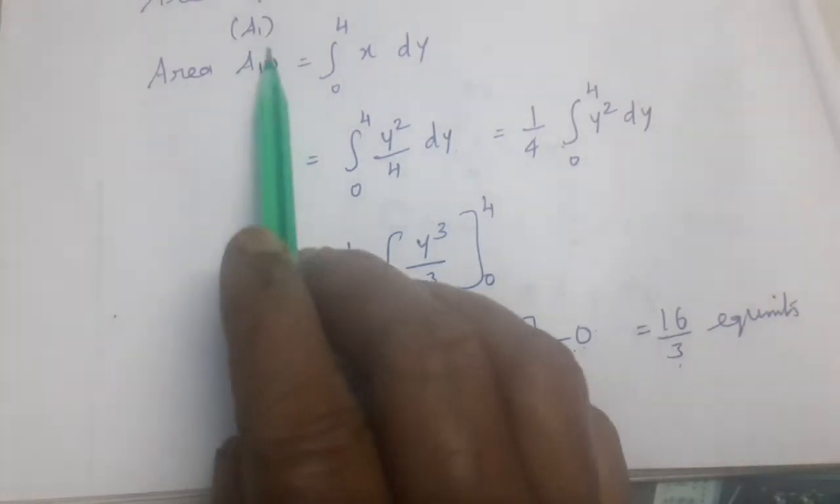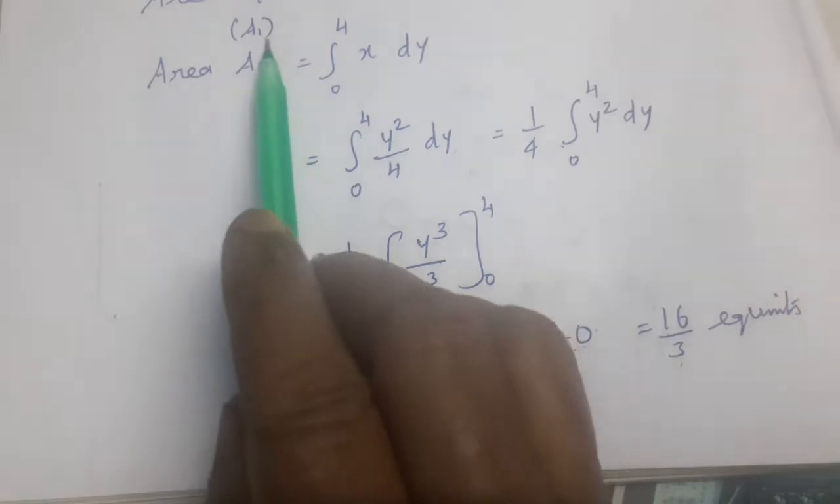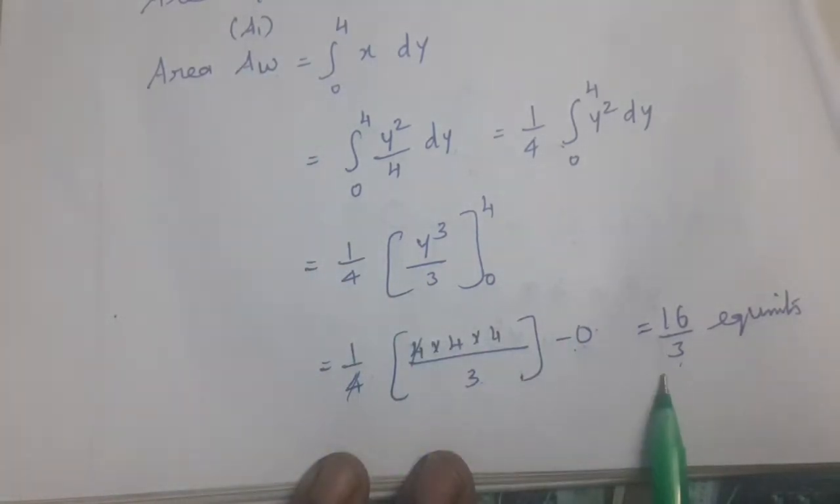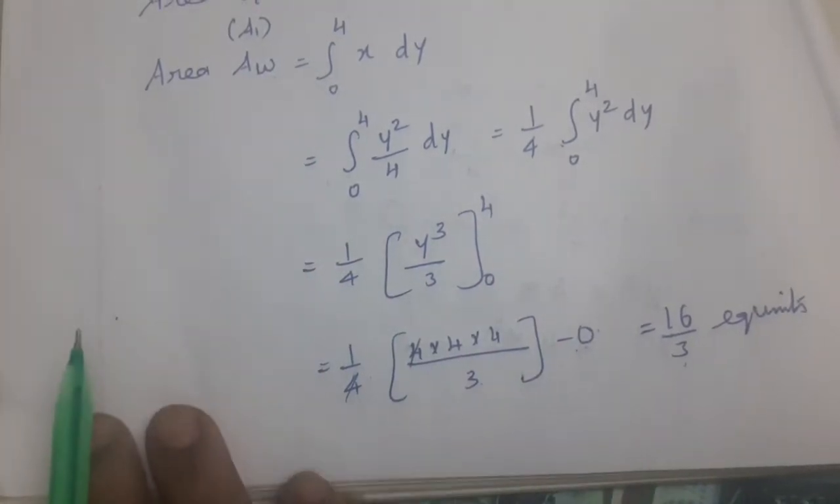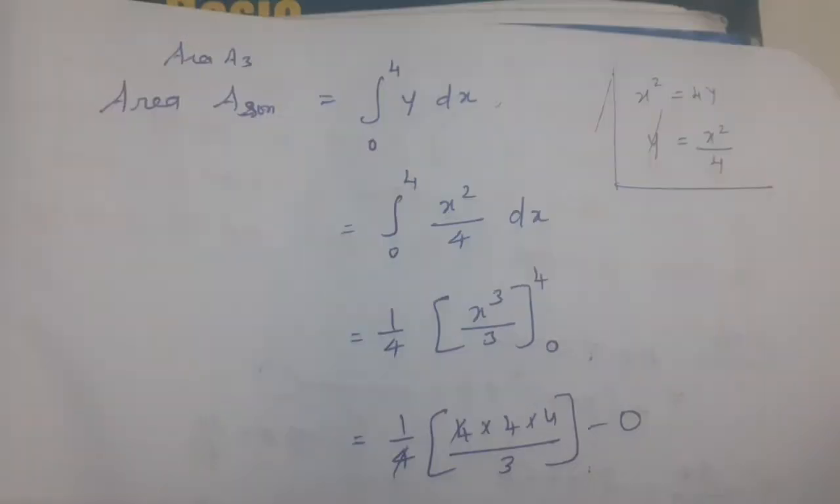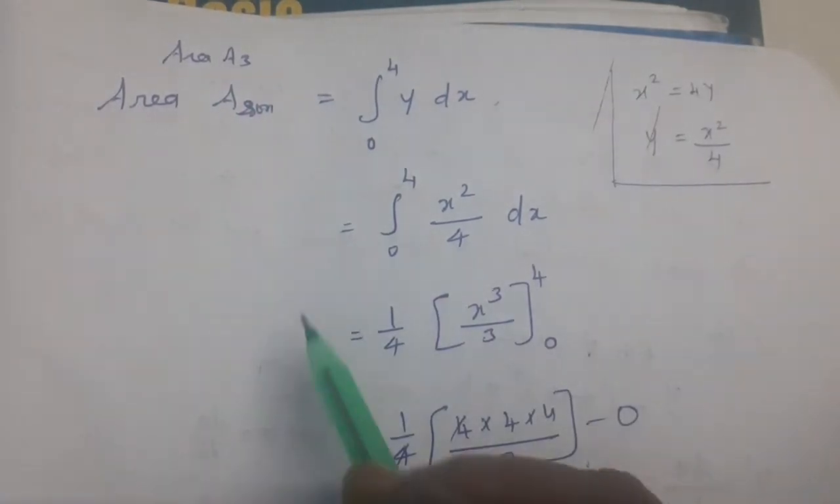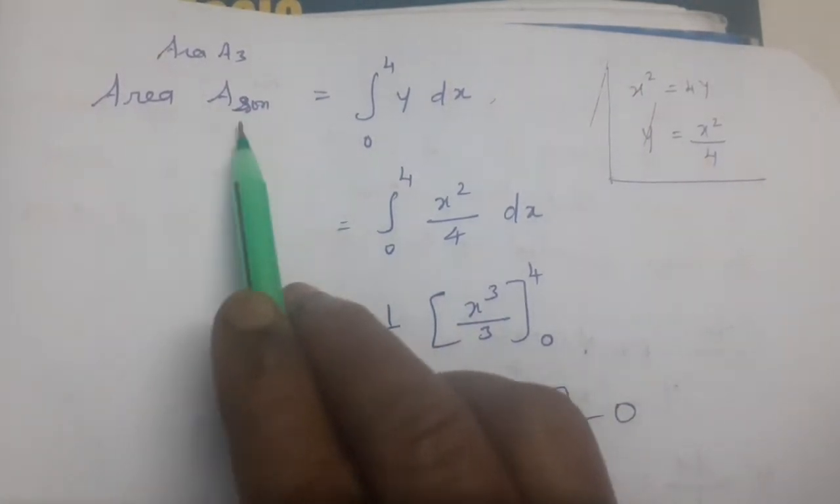Therefore, the area of the wife region is 16 by 3 square unit. Similarly, we are going to find the area of the daughter region as well as the area of the son region. A3 is the area of the son, A2 is the area of the daughter. After that, find out the area of the son.